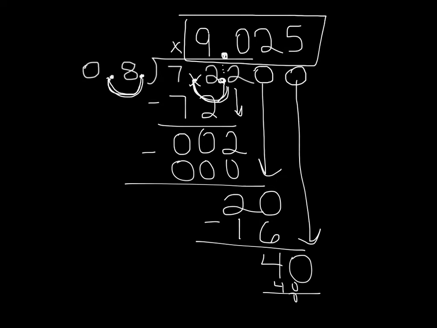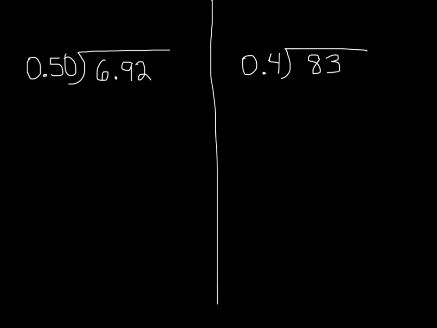Let's look at another one. So I have 6 and 92 hundredths divided by 50 hundredths. So I'm going to eliminate that decimal from the divisor. So I'm going to move it 2 spots to the right. And what I really did was multiply it by 100. So since I multiplied the divisor by 100, I need to now multiply the dividend by 100. So I'm going to move it over 2 spots to the right. So now my decimal point is after the 2 right here, and it's no longer here.